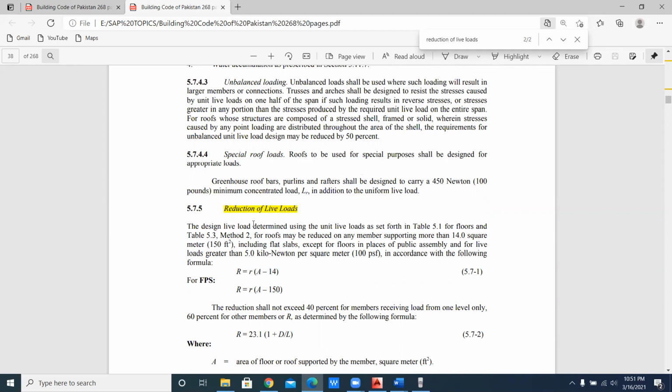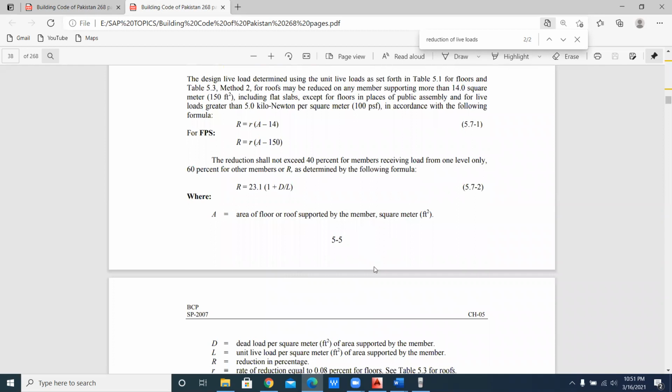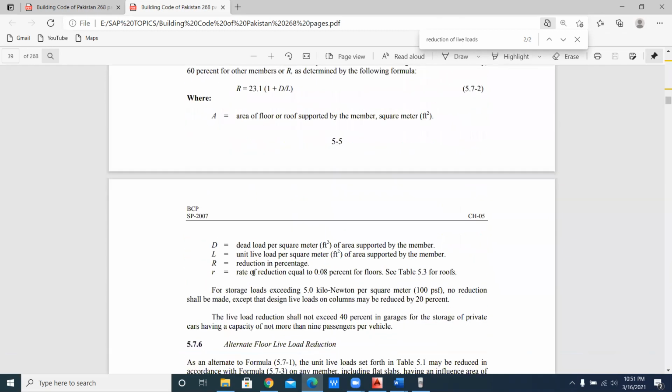But normally what we follow for storage weight is that we deduct 25% of the total live load. And you must remember that the rate of reduction is equal to 0.08% for floors, and for roofs it is from Table 5.3, that is the reduction factor for the roof.